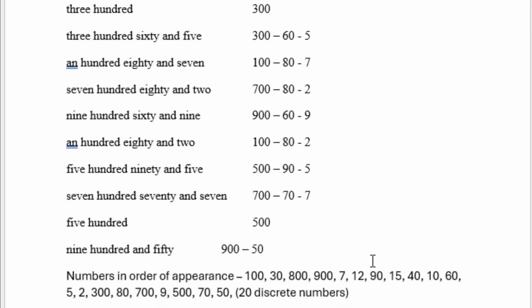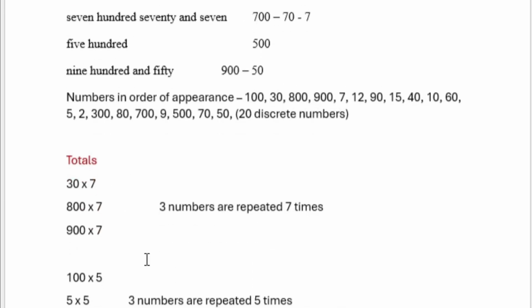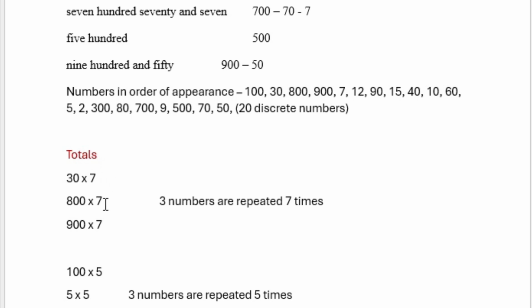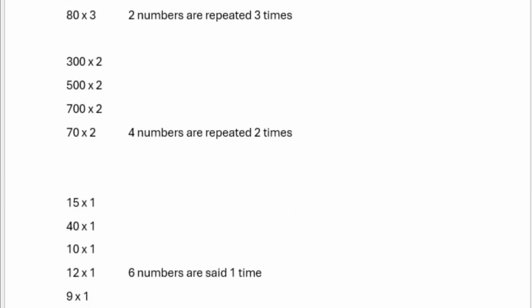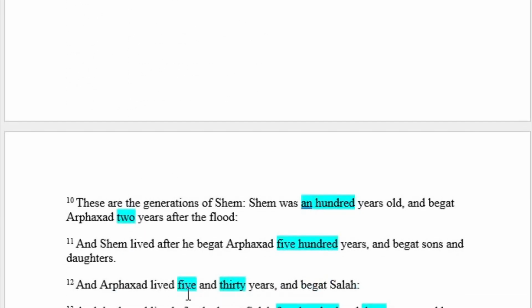Okay, we get down here to the bottom. We've got all the numbers done. So what we have is 30 was said 7 times. 800 was said 7 times. 900 was said 7 times. 100 is said 5 times. Remember, 5 was created up there. 5 is said 5 times. 60 is said 5 times. It continues on down here. I don't have to read through all of those. I've done the same thing here.